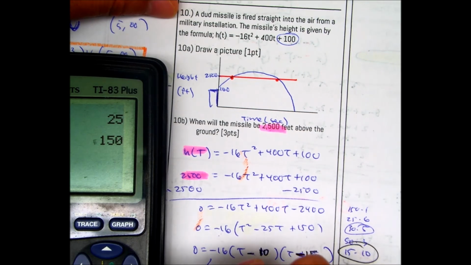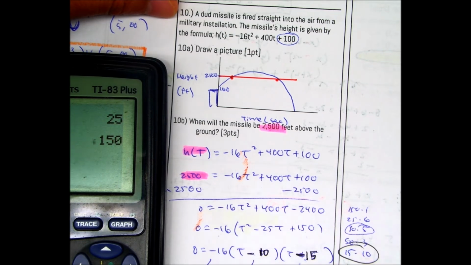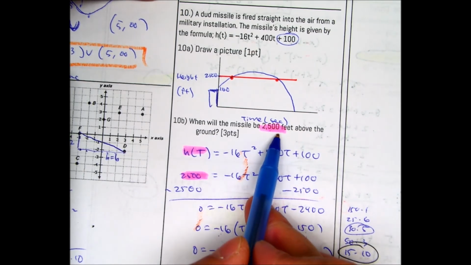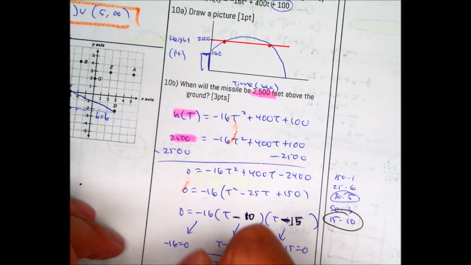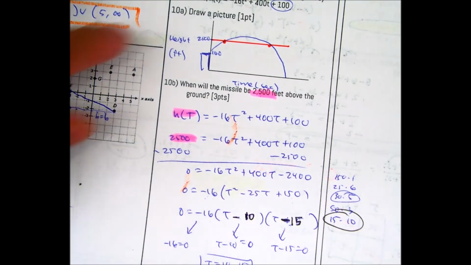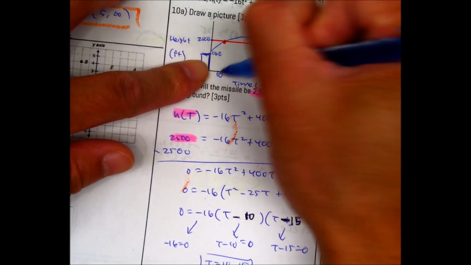So you set it equal to 0. t equals 10 and 15. So when will the missile be 2,500 feet above the ground? Between time 10 and 15 seconds. So that's my answer. So on your picture, you can label that this point is 10 and that one is 15.